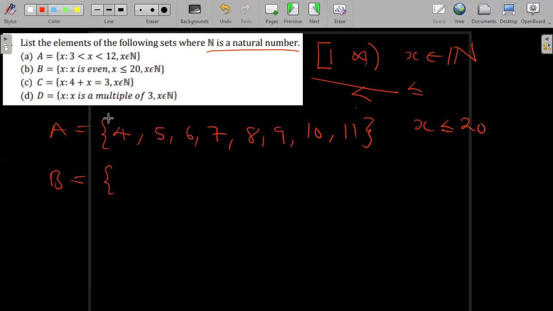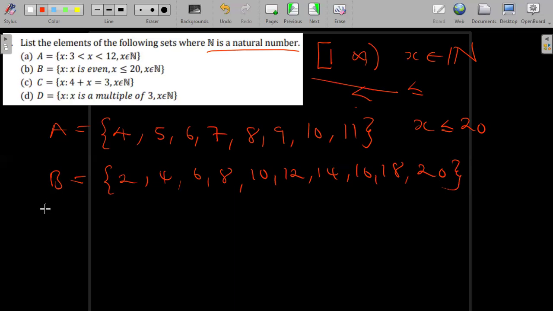If we're going to start listing, our first even number is going to be 2. Even numbers are just numbers divisible by 2 that leave no remainder. So I have 2, 4, 6, 8, 10, 12, 14, 16, 18, then 20 is going to be the last number.